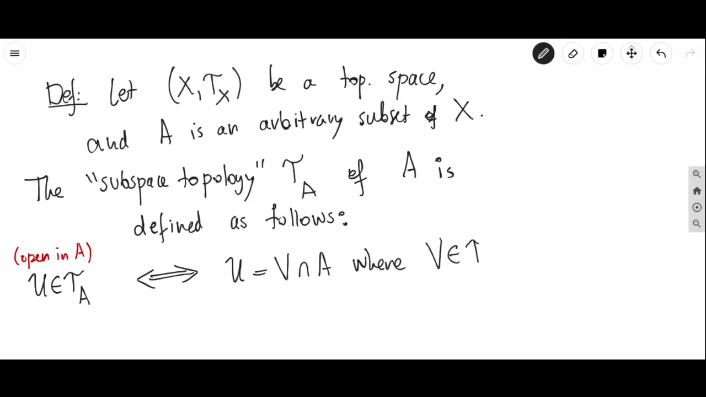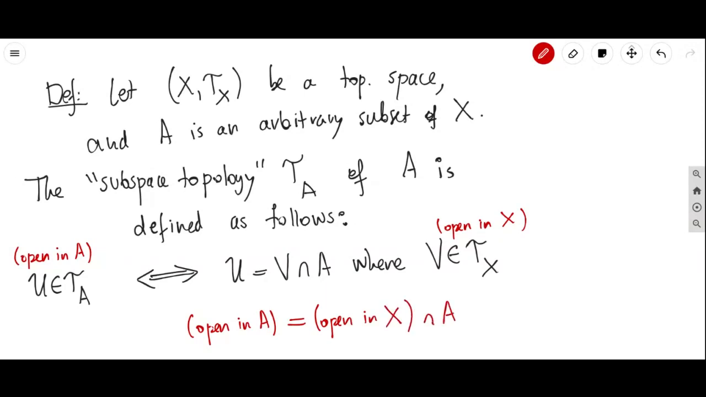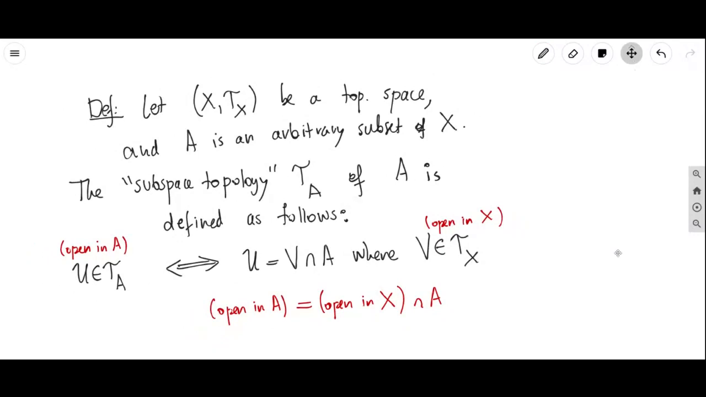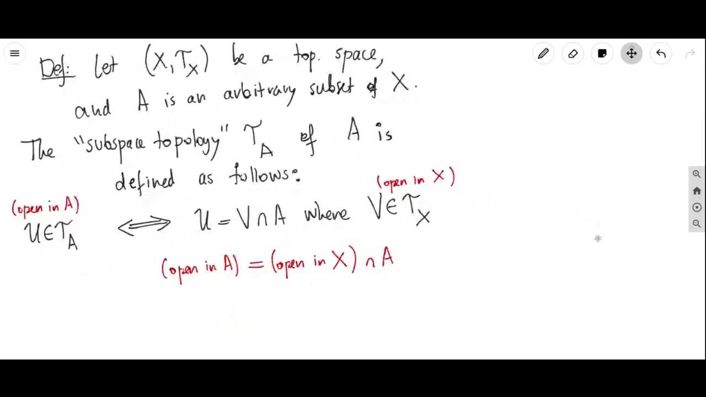So this is another way of saying V is open in X. So we're basically saying that an open subset in A looks like this. It's an open subset in the larger space X, but then you intersect it with A to bring it back down to A because it has to be a subset of A. So that's basically what you do. And this is called the subspace topology.